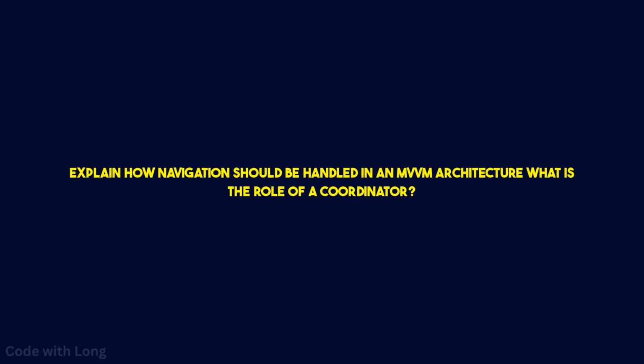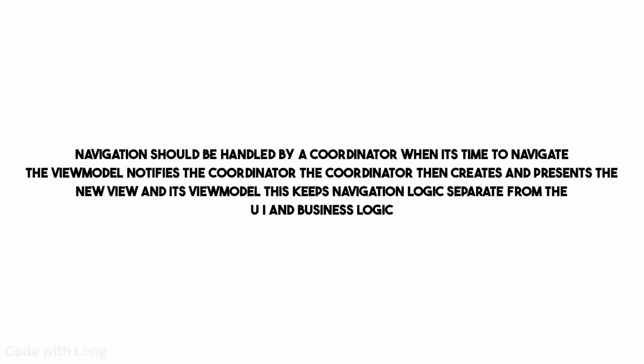Explain how navigation should be handled in an MVVM architecture. What is the role of a coordinator? Navigation should be handled by a coordinator. When it's time to navigate, the view model notifies the coordinator. The coordinator then creates and presents the new view and its view model. This keeps navigation logic separate from the UI and business logic.